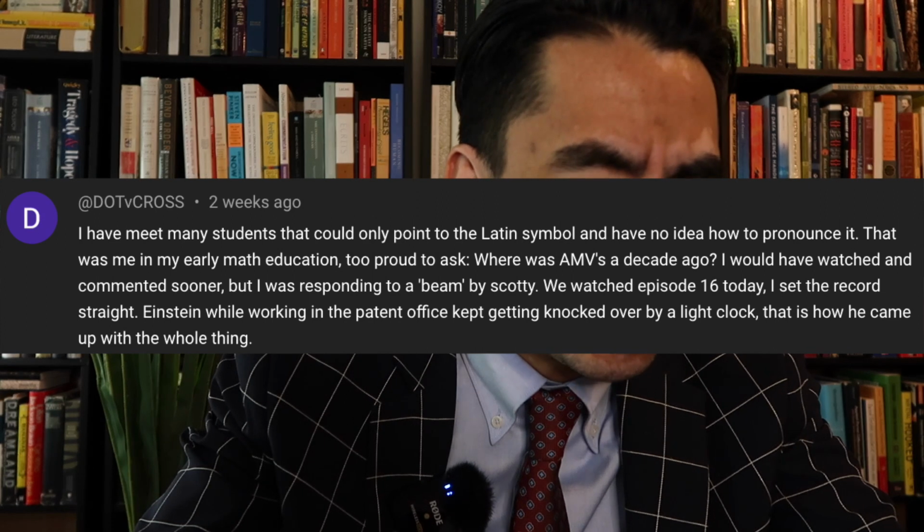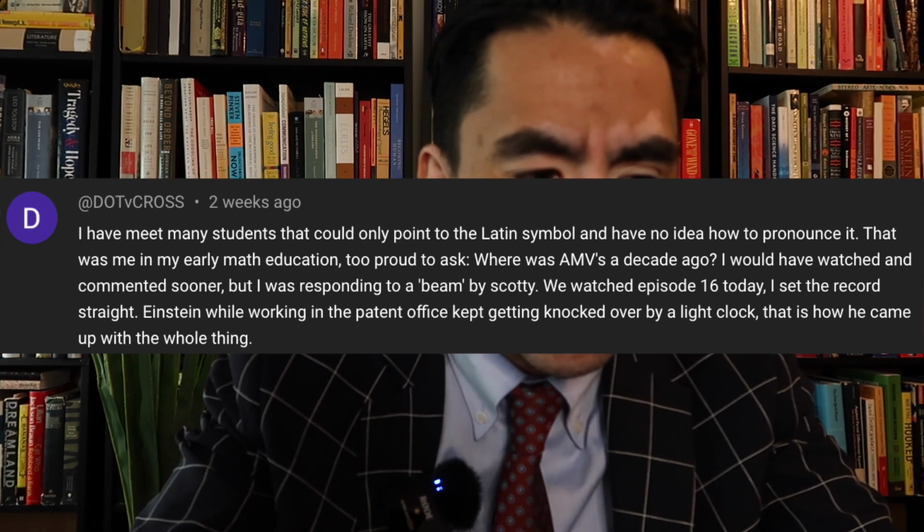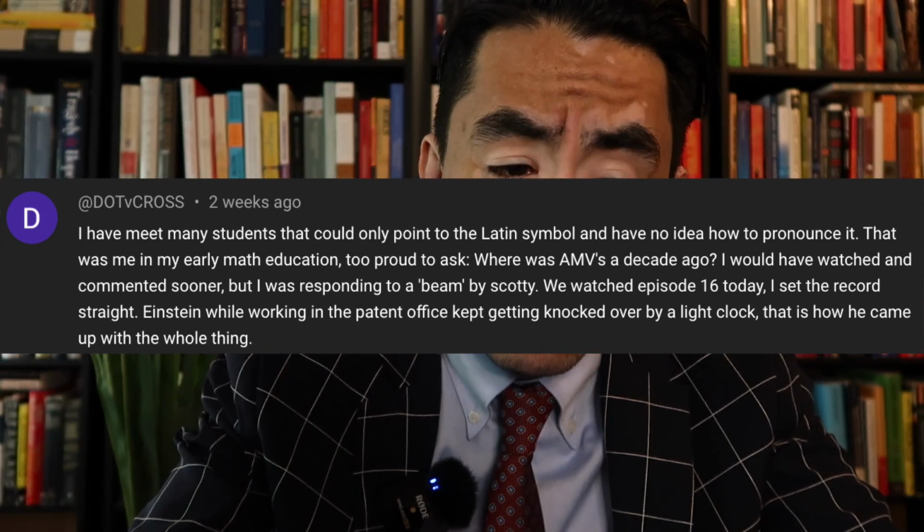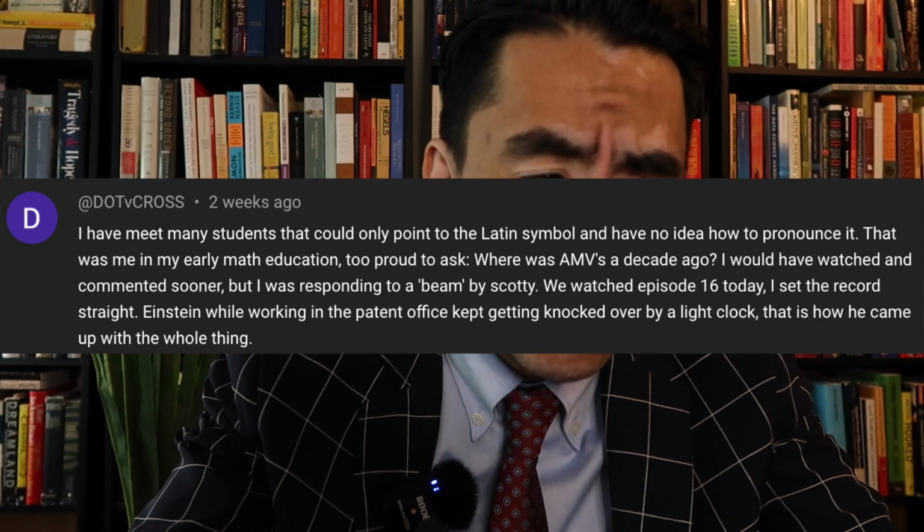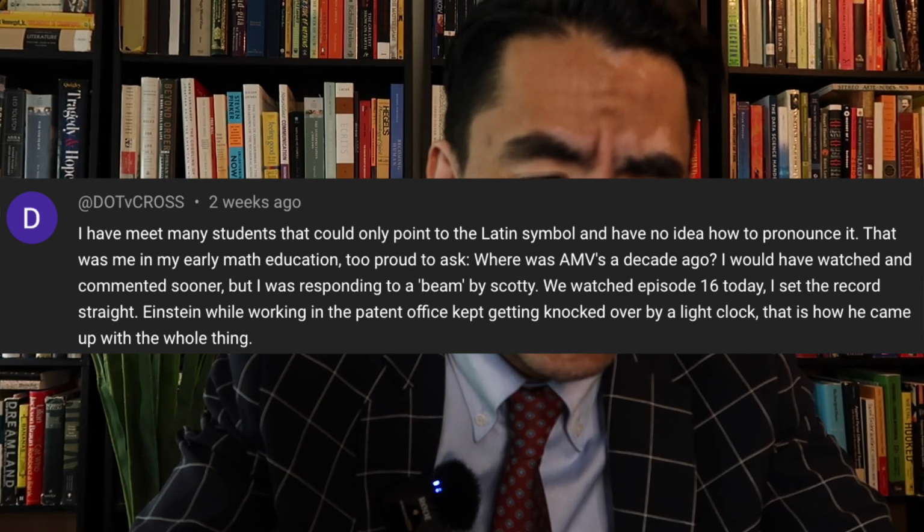Yeah, so we also have some more regular comments from .v cross, with a very geometrical-seeming username, you know, dot product, cross product, right? There's also a kind of free associative aspect to .v cross's comments, which I really enjoy. We have here, "I have met many students that could only point to the Latin symbol and have no idea how to pronounce it." That was me in my early math education. Too proud to ask. "Where was AMVs a decade ago?"